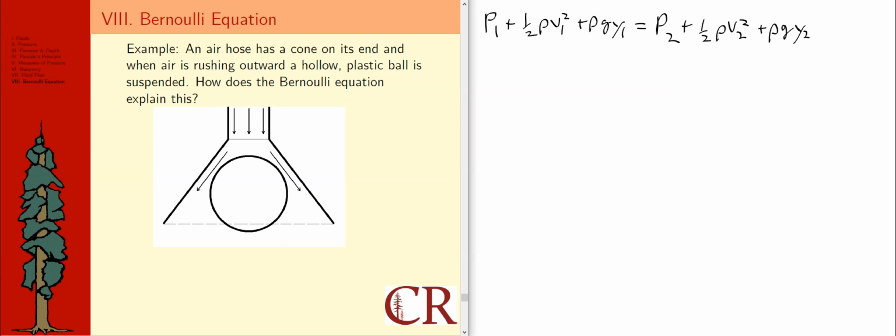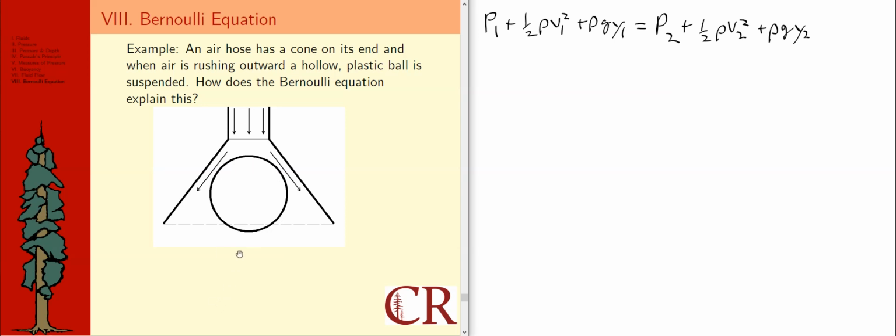An air hose has a cone on its end, and when air is rushing outward, a hollow plastic ball is suspended. How does the Bernoulli equation explain this? So what I'm talking about is drawn here, and maybe what's not quite described in words there is the ball is actually kind of hanging out of the bottom of this cone. So when there's no air rushing, it would just fall down.